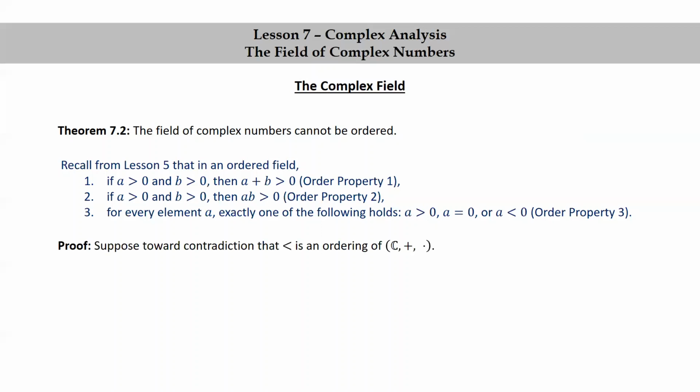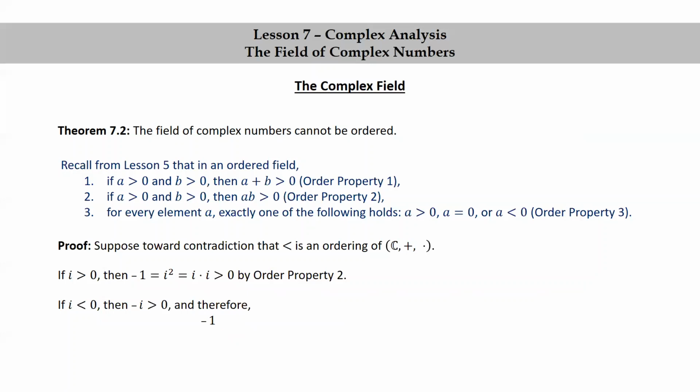Okay, let's prove this. Suppose toward contradiction that less than is an ordering of the field of complex numbers. If i is positive, then negative 1, which is i squared, an abbreviation for i times i, must be positive by order property 2. If i is less than 0, then negative i is greater than 0. And therefore, negative 1, which is i squared, is negative 1 times i times negative 1 times i, which is negative i times negative i, must be positive, again by order property 2.